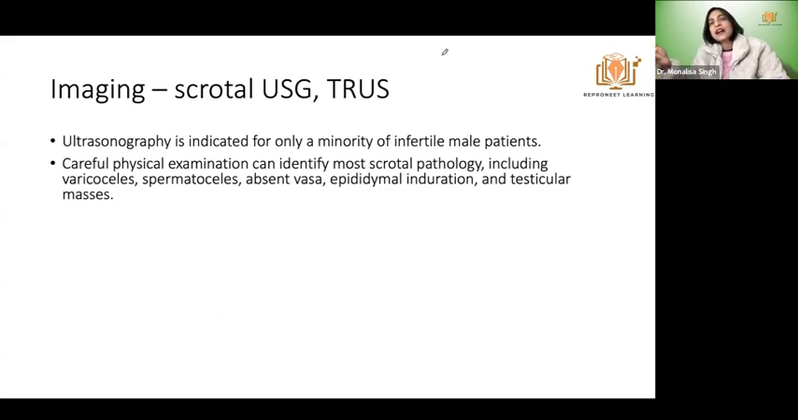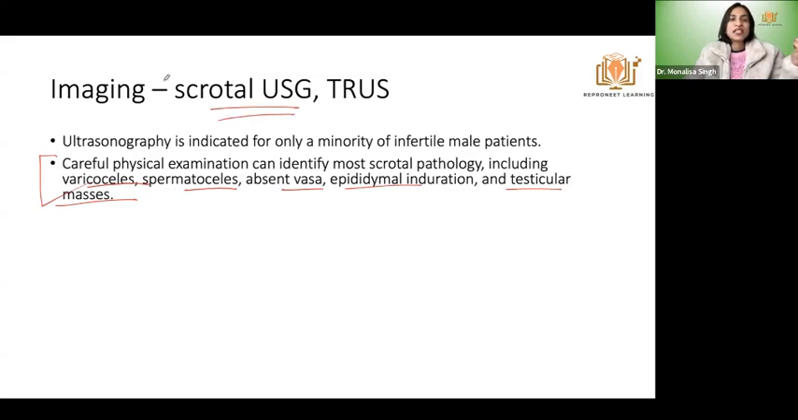Even varicoceles are clinically important only when they're palpable clinically. Varicoceles diagnosed on ultrasound have not been associated with spermatogenesis abnormalities. So you can examine for varicoceles, spermatoceles, absence of vas deferens, epididymal induration, and testicular masses. Everything you can examine on physical examination. And if you don't find anything, don't do an ultrasound. If you find anything abnormal, like a testicular mass, you will obviously do a scrotal USG.